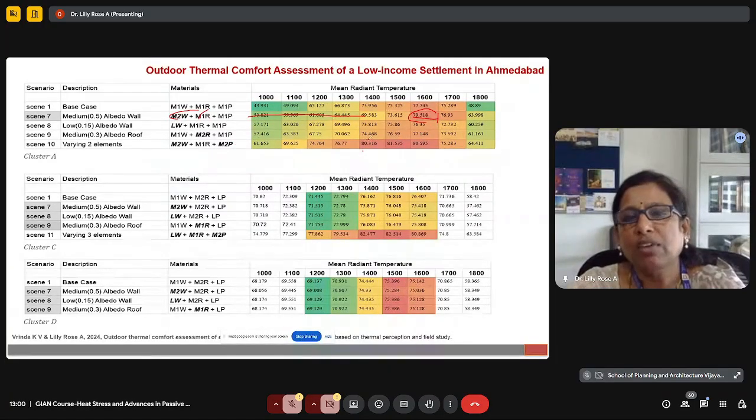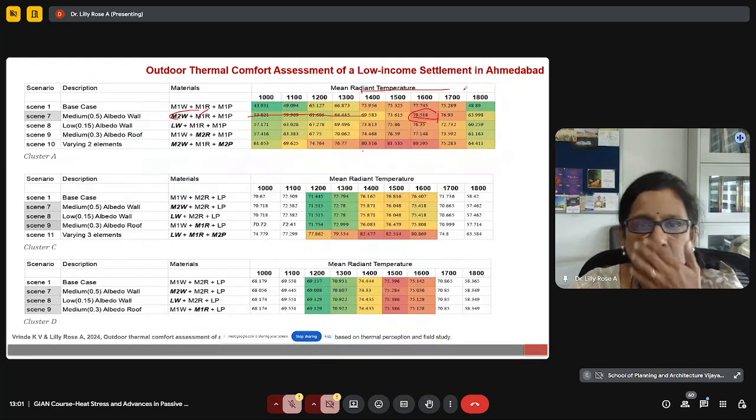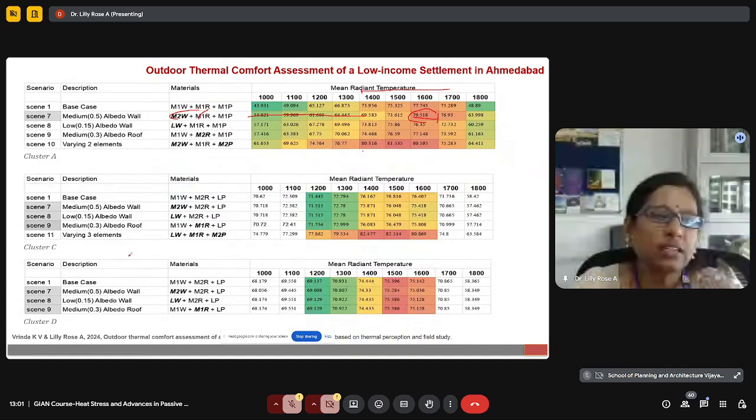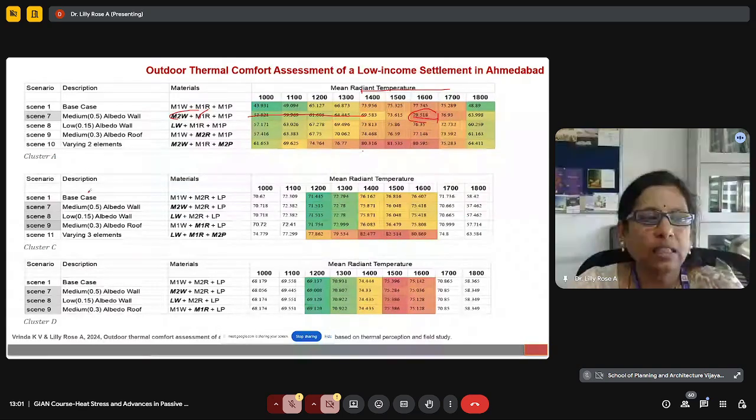So here we were able to reduce the extreme heat stress to just 1 hour from the base case, which was approximately 4 hours. That is the kind of approach we took. Here again, in this particular cluster, medium albedo worked better.